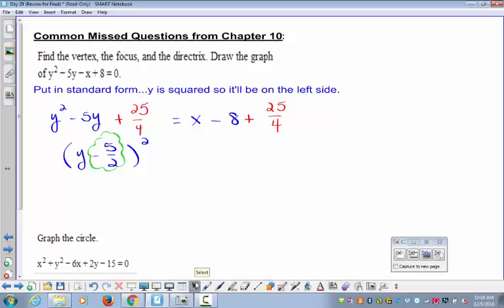And then over on the right-hand side, we've got to combine our constants here. Common denominator of 4, so we're going to have x. That will be 32 fourths. So negative 32 fourths plus 25, so it's negative 7 fourths.